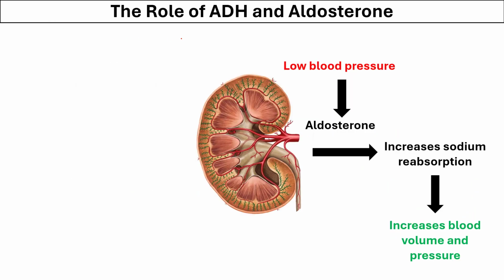Now we'll have a quick look at how this system also helps in maintaining our blood pressure. So in the situation when our blood pressure is low, a hormone called aldosterone acts on the kidney and asks it to increase the sodium ion reabsorption.